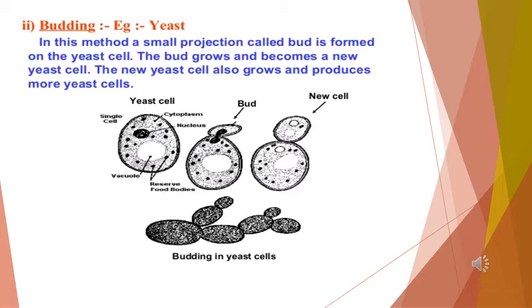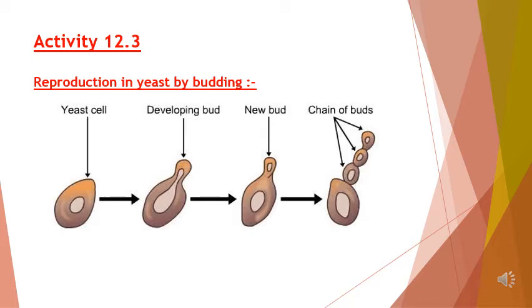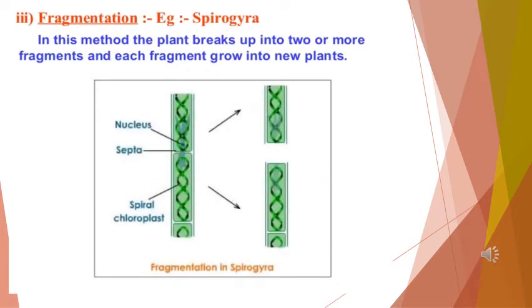When it matures, it falls off and this new yeast cell then grows and produces more yeast cells. So in this way, the yeast multiplies. So with the help of this budding, the yeast cell can produce multiple yeast cells. First, the bud develops from a single yeast cell. Then this new bud develops into a chain of buds and then we have multiple yeast cells.